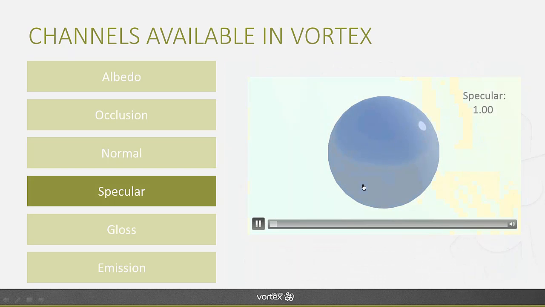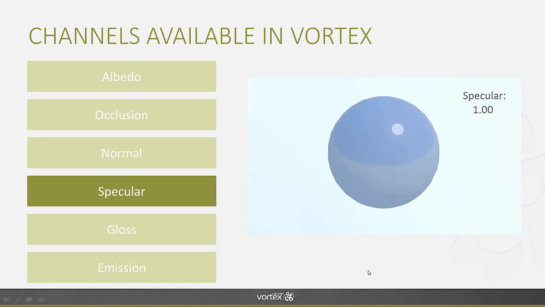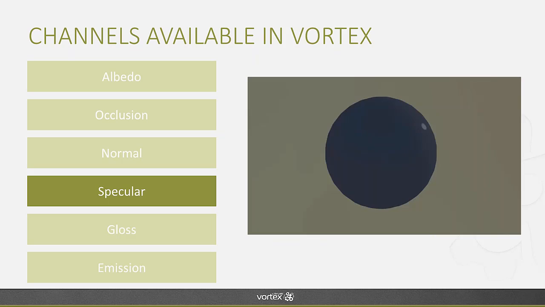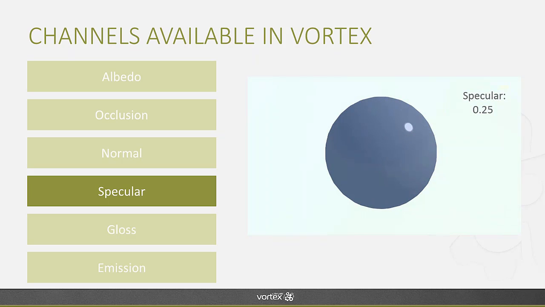The next two channels, the specular and the gloss, are usually used together to define how your graphic material reacts to ambient lighting. The specular channel controls the intensity of how your material reflects ambient lighting. If you move it up, as you see, we reflect more of the ambient lighting, but if we were to move it down, only the most powerful light sources would be reflected on our model.